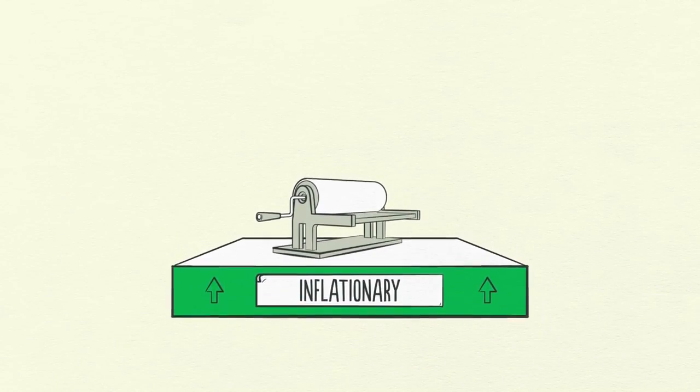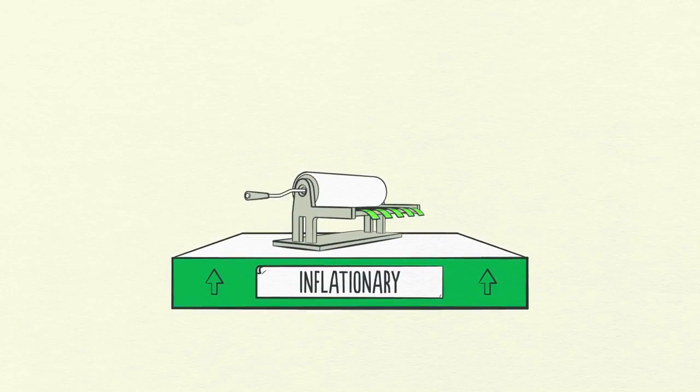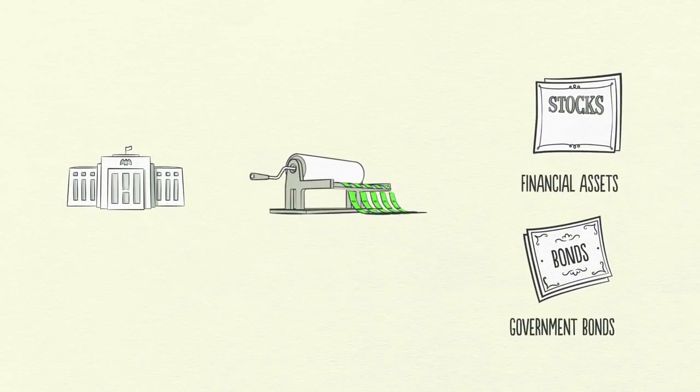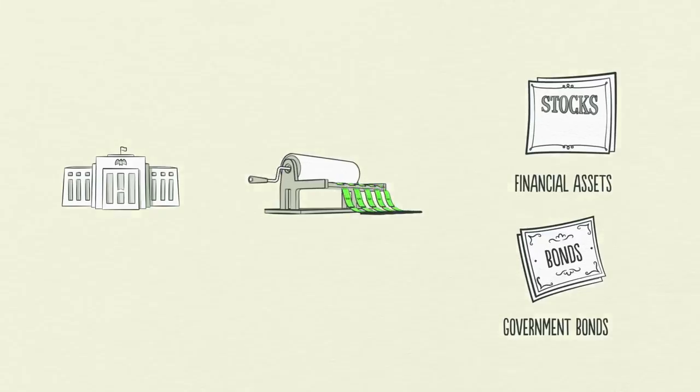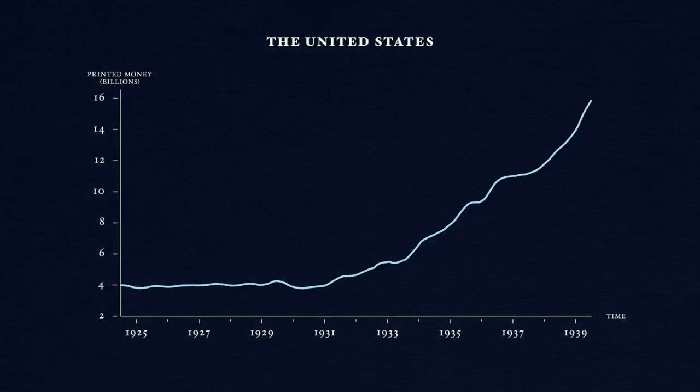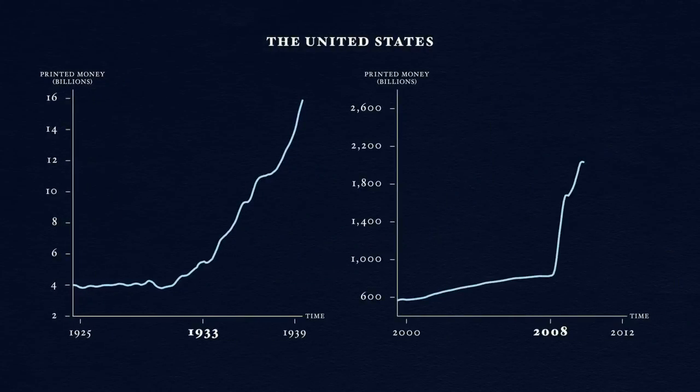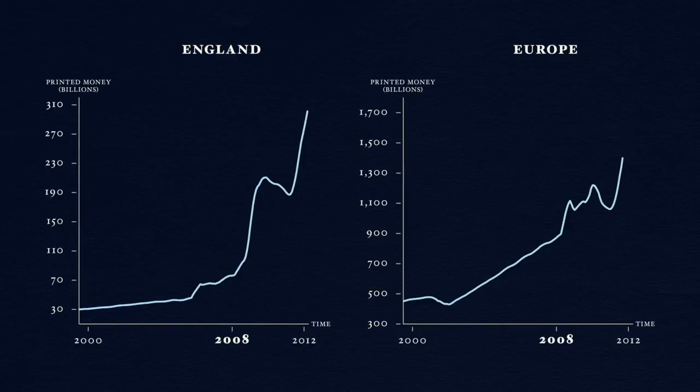Inevitably, the central bank prints new money out of thin air and uses it to buy financial assets and government bonds. It happened in the United States during the Great Depression, and again in 2008 when the United States Central Bank, the Federal Reserve, printed over $2 trillion. Other central banks around the world that could printed a lot of money too.